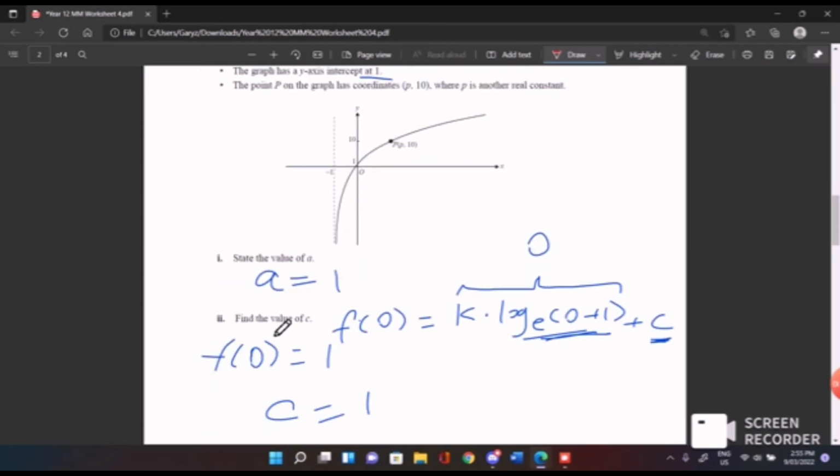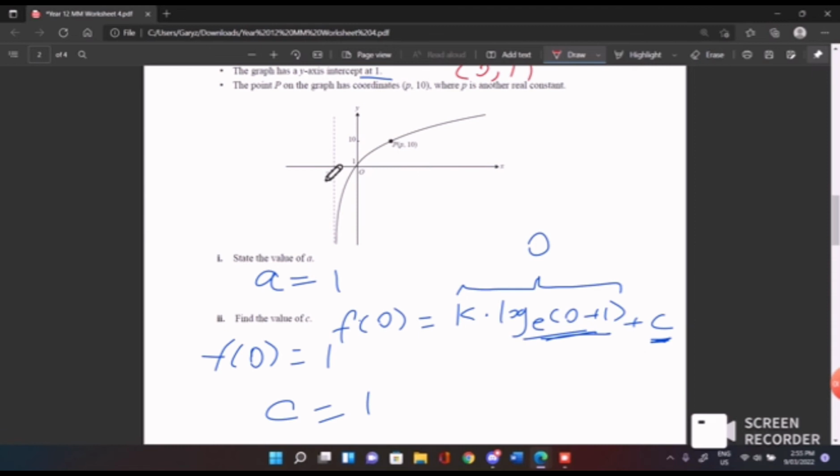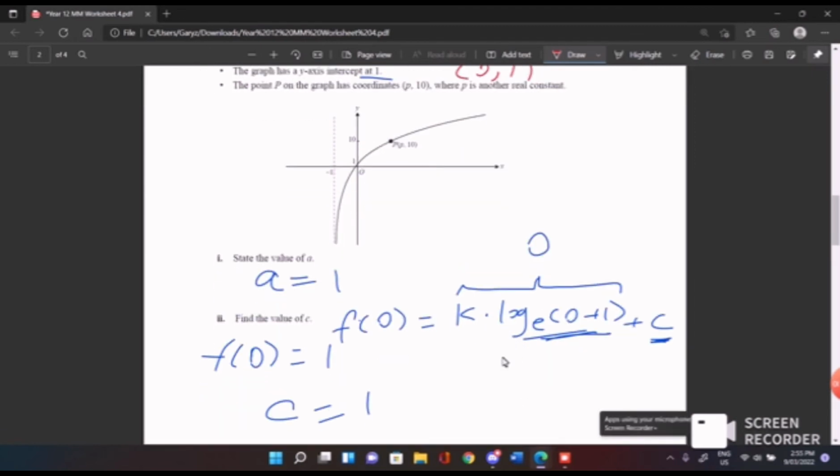And now we have to find the value of c, and c is the vertical translation, and this graph tells us that we have a y-intercept at (0, 1), indicating that this graph goes through the point (0, 1). And since we already know a is 1, we just sub x equals 0, and we get something like this. And notice how, since x equals 0 and a equals 1, log e of 1 is just equal to 0. So this whole thing here equals 0. And since we know f of 0 equals 1, therefore c has to be 1. And that's why the value of c is 1.